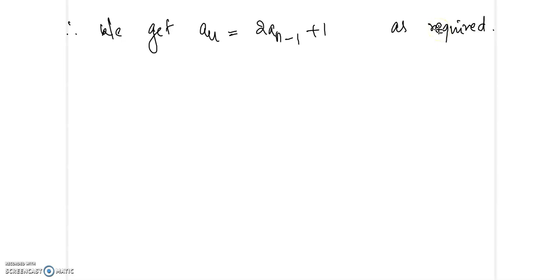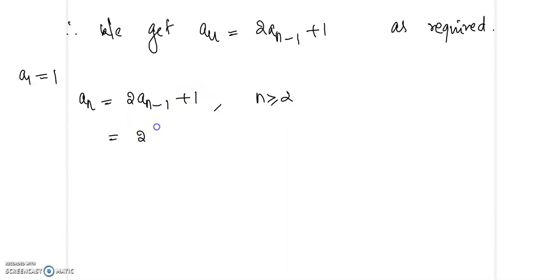And now let us look at how to solve the recurrence relation. Now we have the initial condition a_1 equal to 1, then we have a_n equal to 2a_{n-1} plus 1 for n greater than or equal to 2.